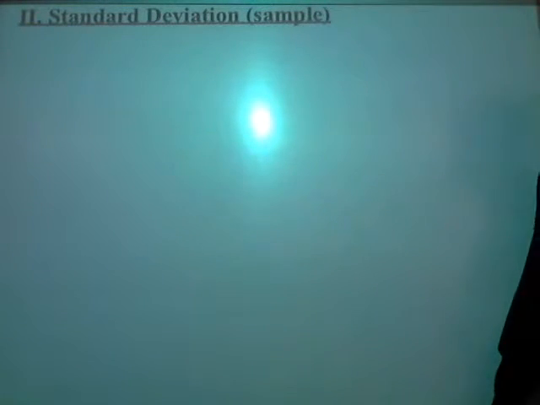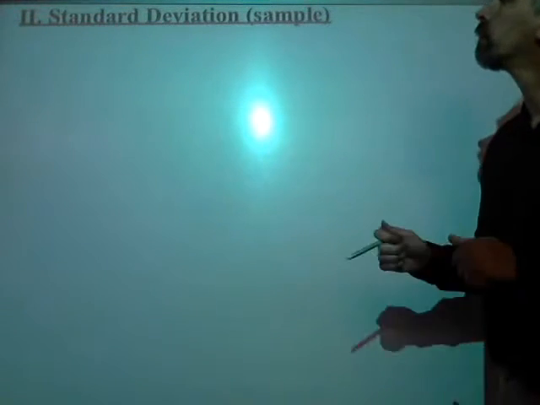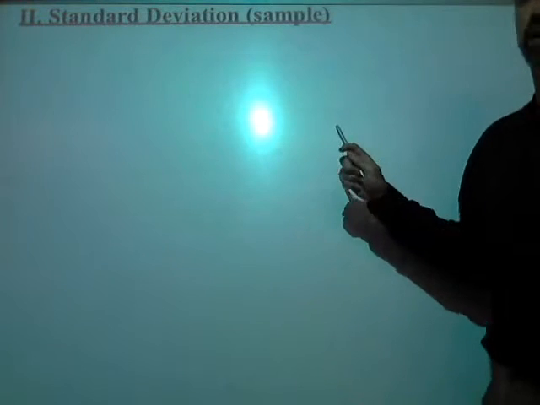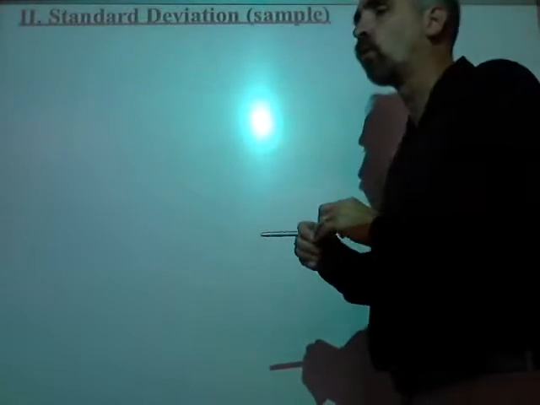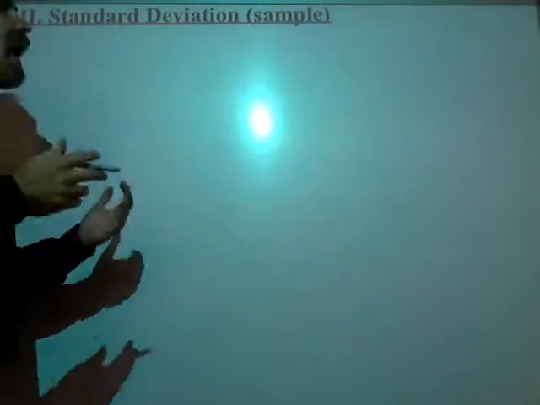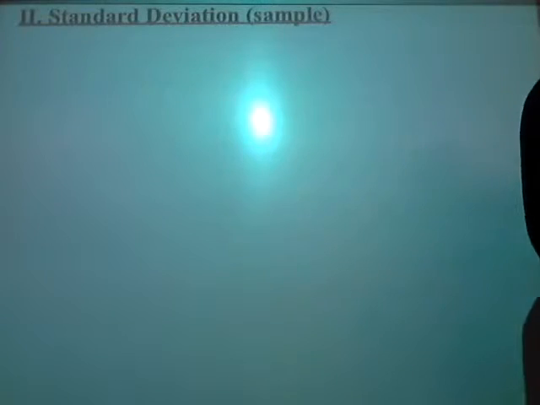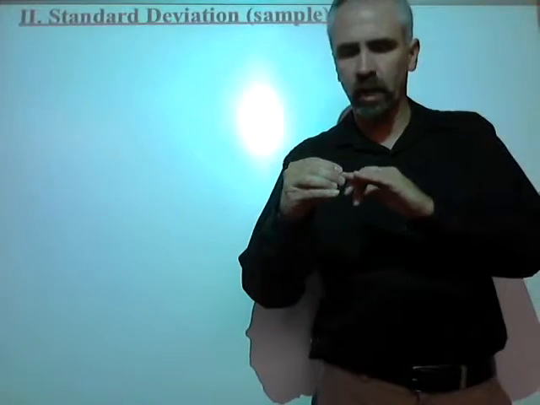I changed these notes when I was doing this in AP last year, so I forgot to change that one. Now, a sample standard deviation is actually much more useful for what we do most of the time in chemistry, because I don't have the entire population. All right, again, I'm almost done. Just hang with me for a few more seconds.